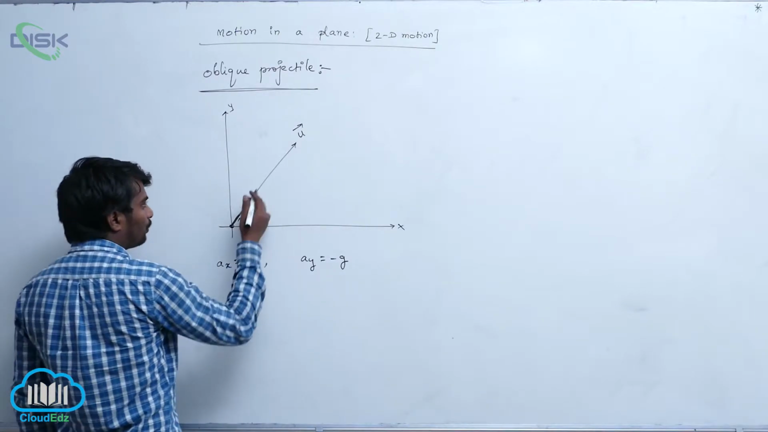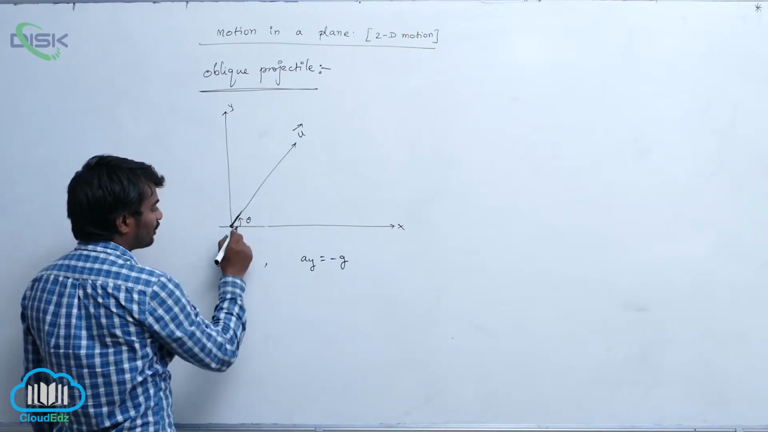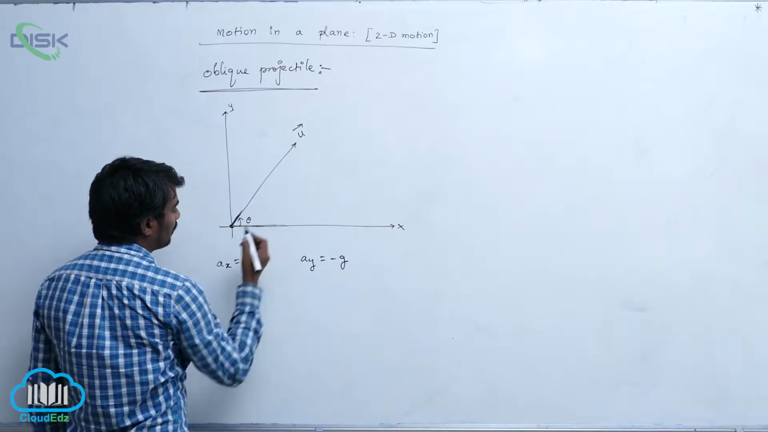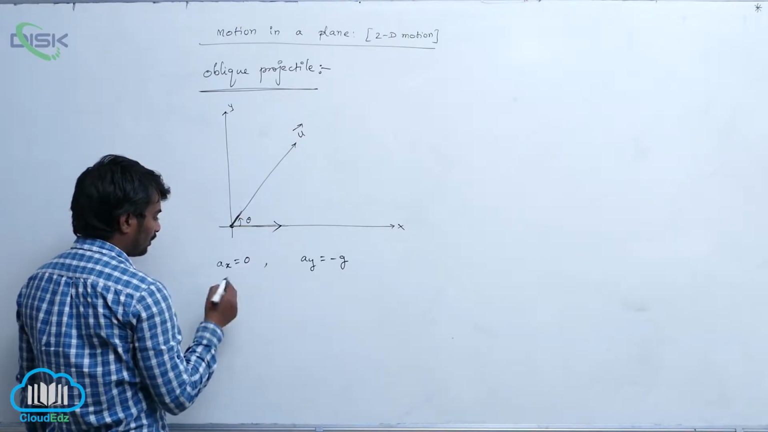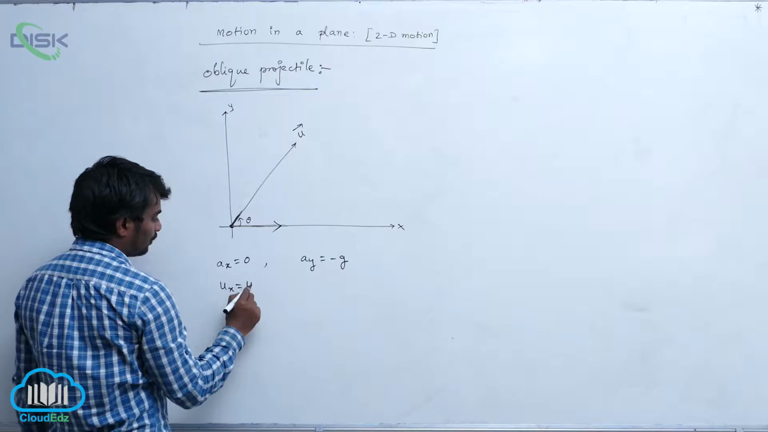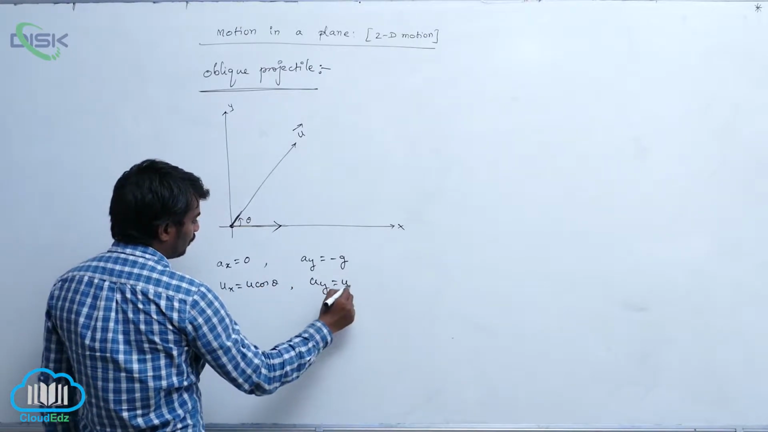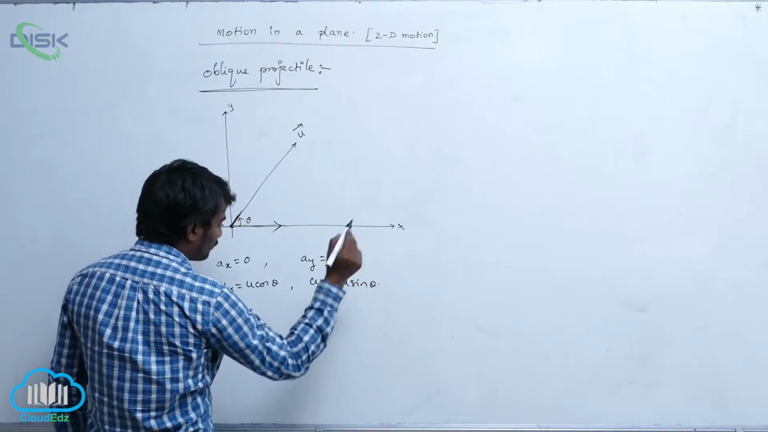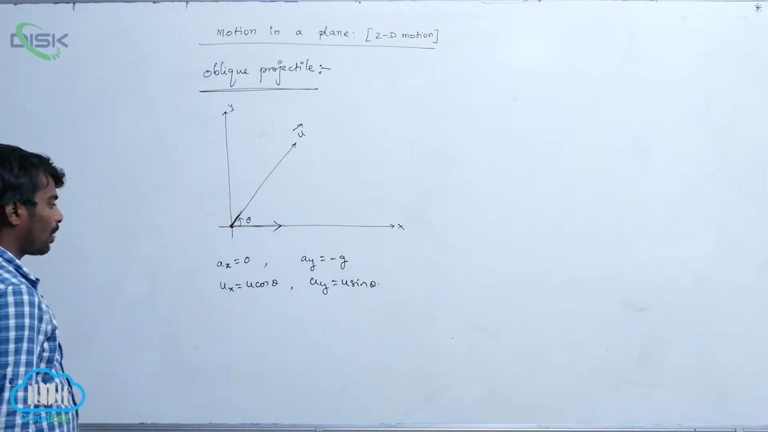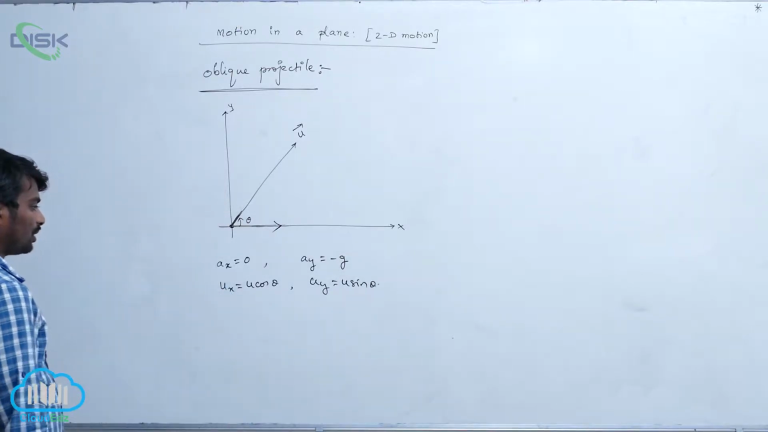Now what about u? Its magnitude is u. It makes an angle theta with the horizontal. So this component ux is equal to u cos theta, and uy is equal to u sin theta.